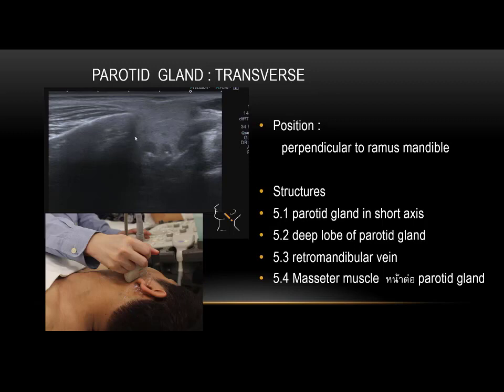You can sometimes see vessels or lymph nodes around here. The part superficial to the vessels, the retromandibular vein here, is the superficial lobe, and the deeper part, deep to the retromandibular vein, is the deep lobe of the parotid gland. So these are the fixed anatomical structures, and sometimes you can see the muscle posterior to the parotid gland. It is usually the attachment of sternocleidomastoid to the mastoid process as well.